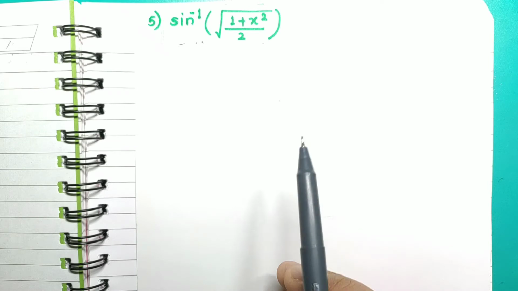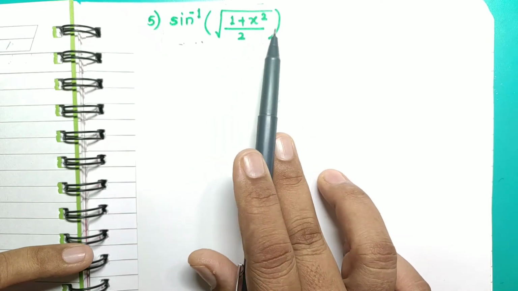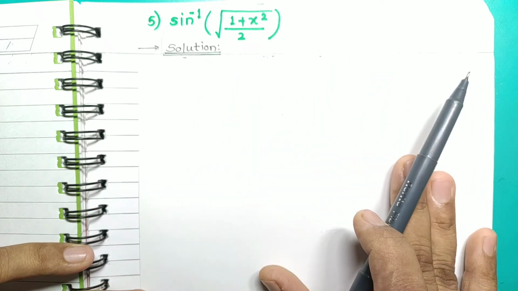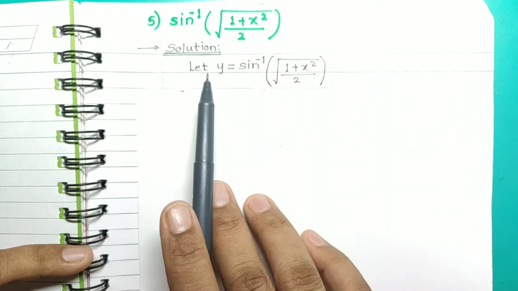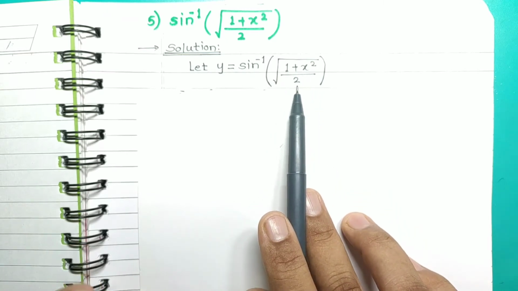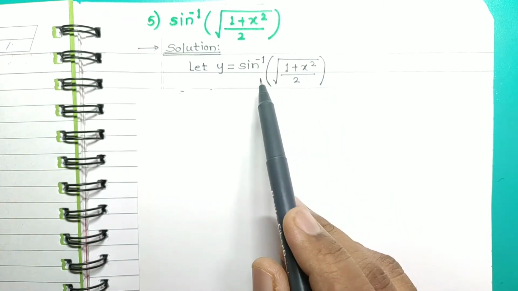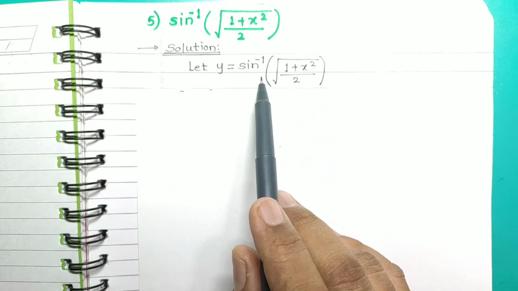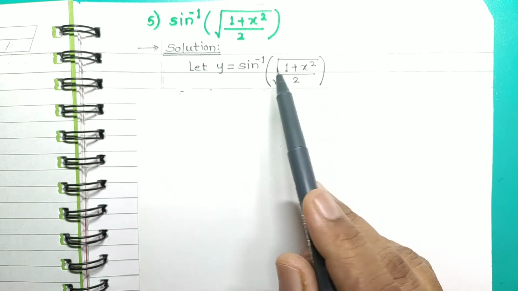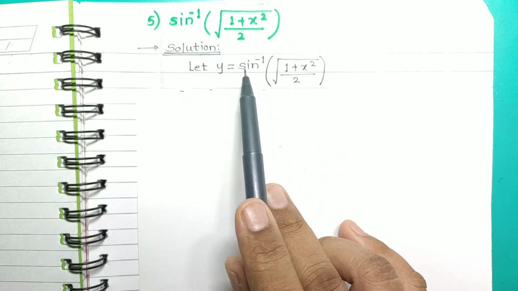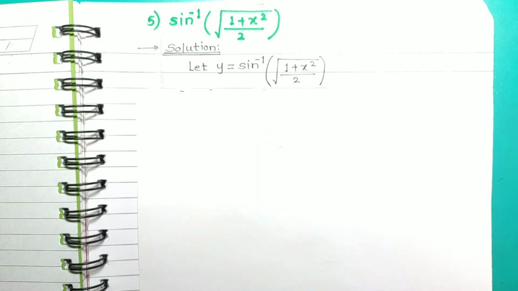Next function is sine inverse of square root of (1 plus x square) upon 2. In the solution, you write down the given function, let it be y. So we have y is equal to sine inverse of square root of (1 plus x square) upon 2. Here again we observe that it is a composite function, and we are going to treat this function as sine inverse of something and use chain rule to differentiate this sine inverse function.